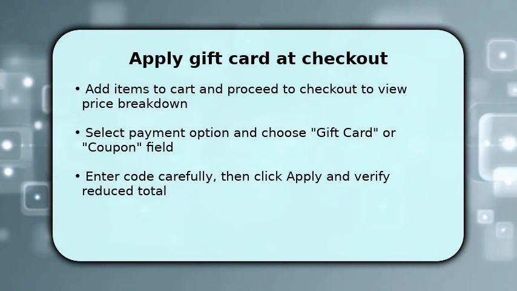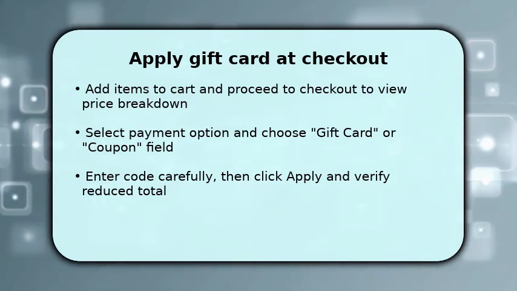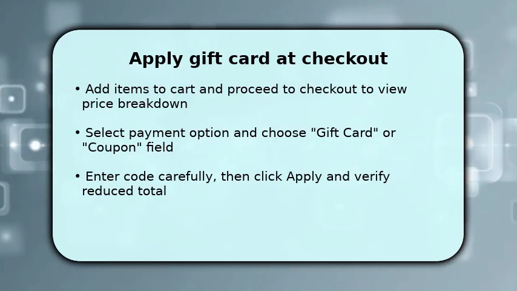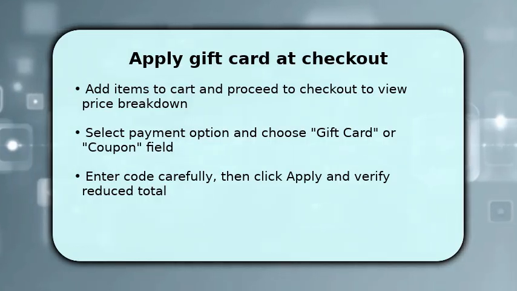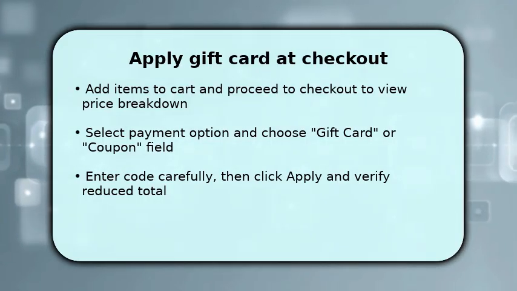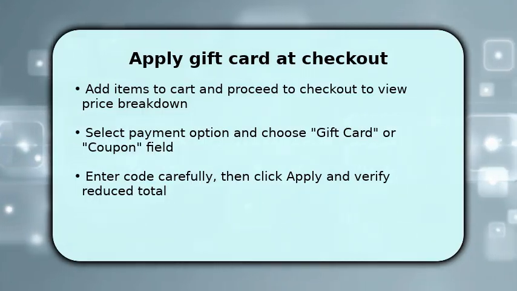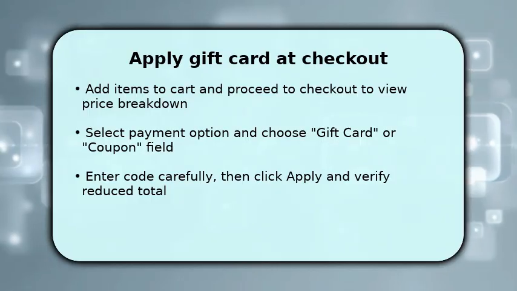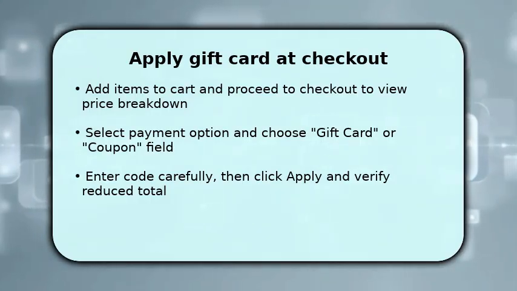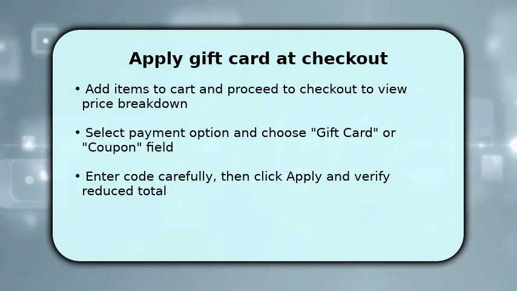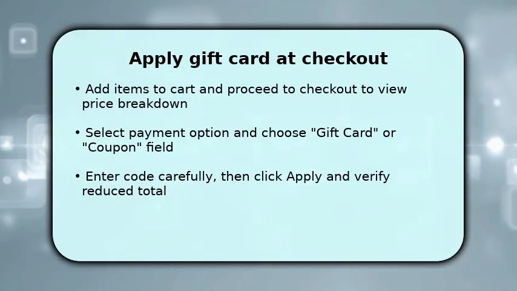With items in your cart, go to checkout and review the price breakdown so you know how much the gift card must cover. Next, choose the payment section and locate the gift card or coupon field. Ajio sometimes nests it under promo or payment options, so look carefully. Enter the code exactly and press apply. You should see the order total drop by the gift card amount.